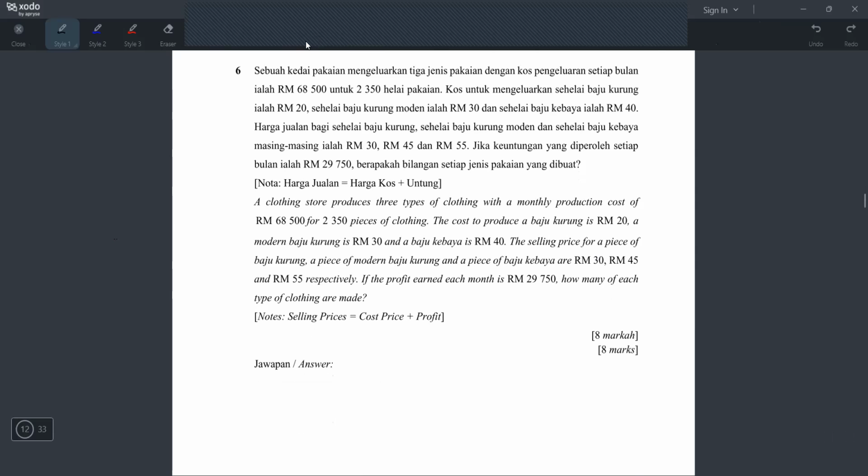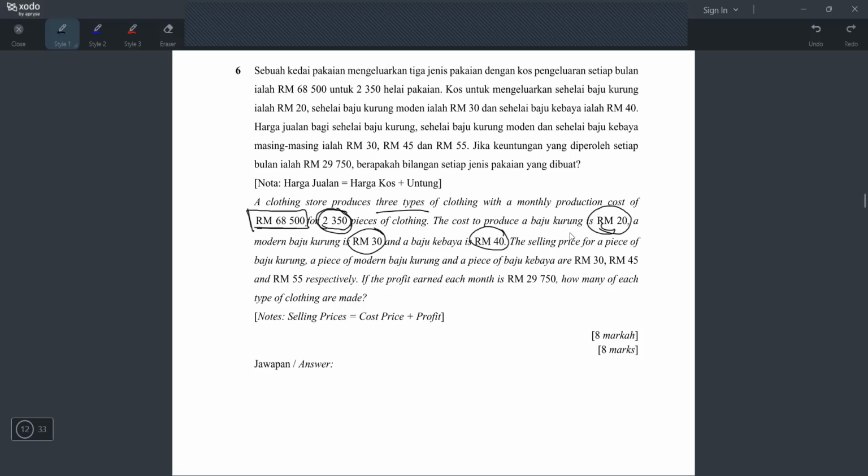Okay, let's keep going with question number 6. Let's read the question. It says a clothing store produced 3 types of clothing with a monthly production cost of 68500 for 2350 pieces of clothing. So this is the cost, and this is the total number of pieces. The cost to produce a baju kurung is 20 ringgit, the cost for modern baju kurung is 30 ringgit, and the cost for baju kebaya is 40 ringgit.